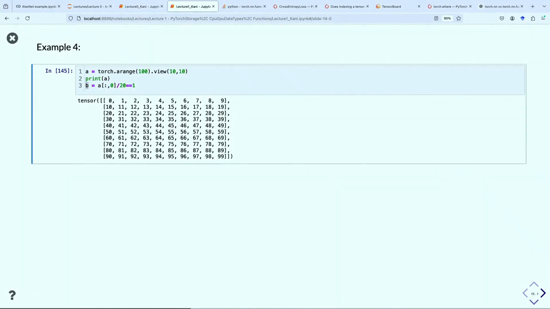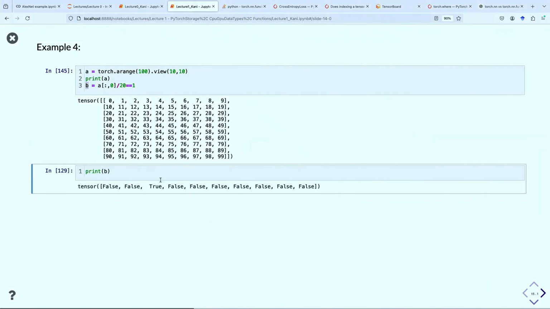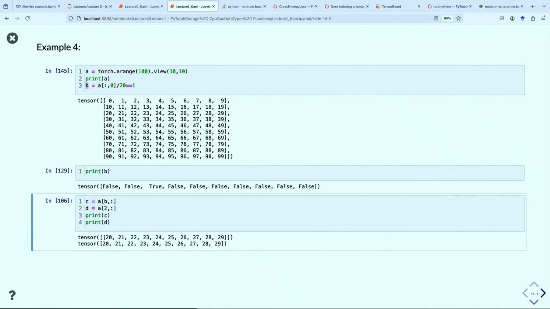Okay, good. So basically it's taking the first column of A and just checking if each one is equal to 20, which only one of them is. Only the value at index 2 is equal to 20, so there's a true there. The rest of them would be falses. Good. I'm glad your PyTorch knowledge is still very fresh.